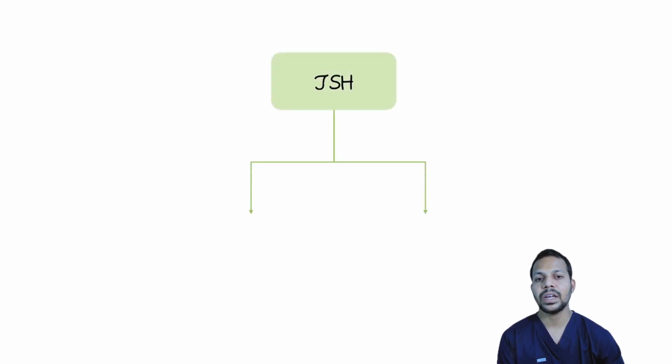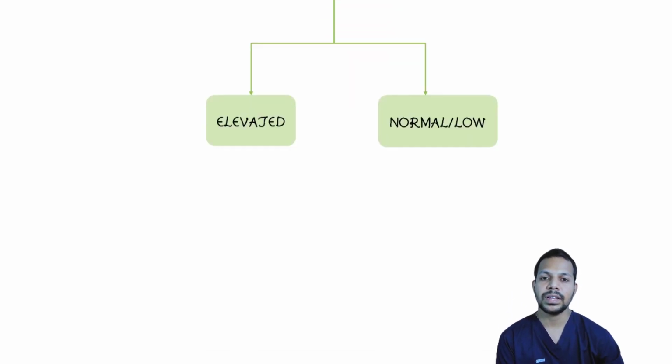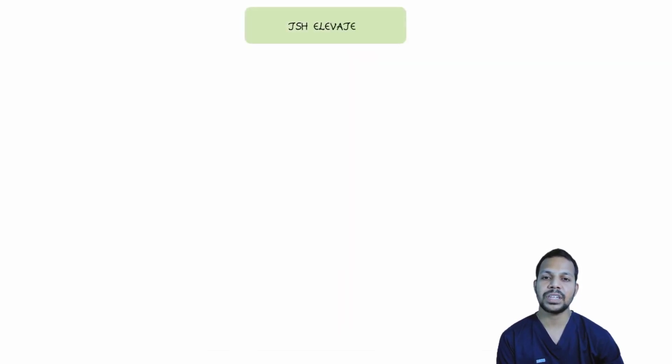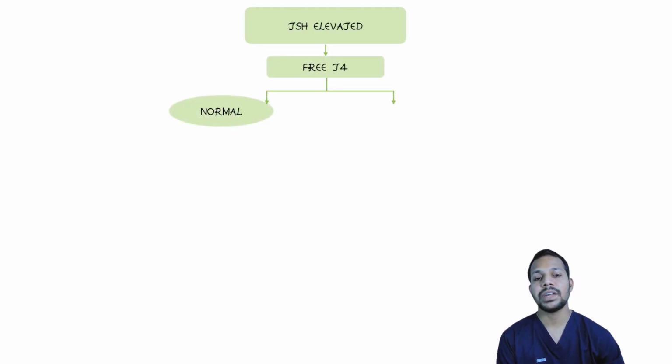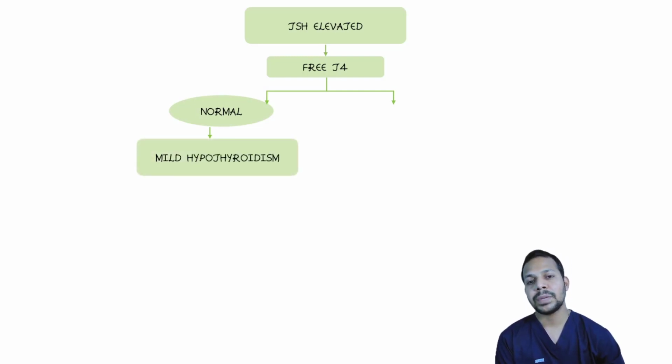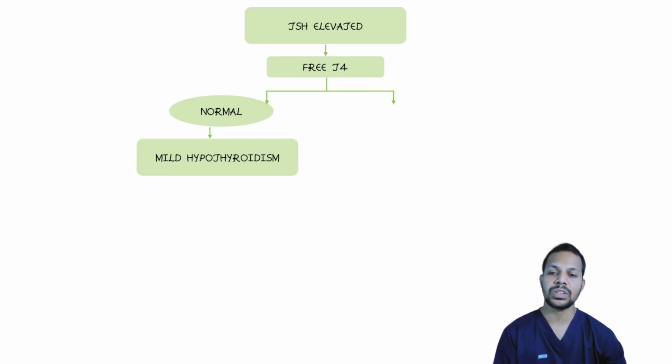Now let's go to the investigations. The first test that we do is TSH. TSH can be elevated or it can be normal or low. If the TSH is elevated, the next investigation that we have to look at is free T4 levels. Again, the free T4 levels can be normal or low. When it is normal, we call it mild hypothyroidism and sometimes subclinical hypothyroidism. If the patient is having mild hypothyroidism, we are in question whether to treat the patient or not.